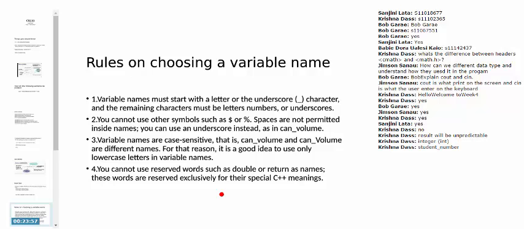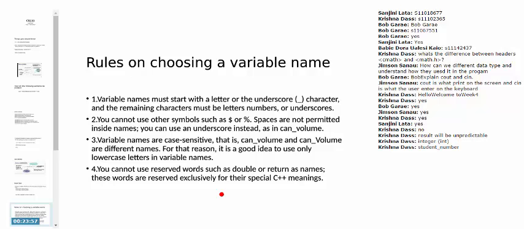The third rule, variable names are case sensitive. That is, canvolume and canVolume with a capital V are different names. For that reason, it is a good idea to use only lowercase in variable names. So, for example, we have declared a variable with a small x and a variable with capital X. So both will be interpreted differently, right?